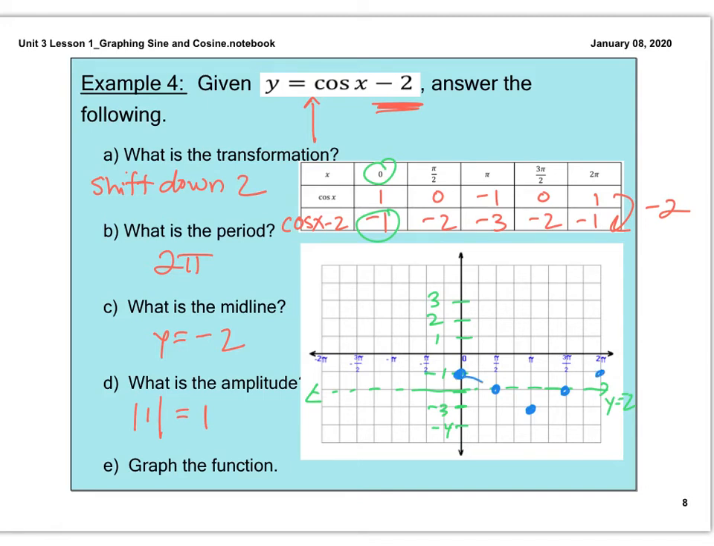So you can see it still looks like a sine curve. It starts above our midline by 1 unit, but it has shifted down 2 units below the axis. I'm going to finish off my graph here. And there it is. We have shifted our entire function down 2 units.